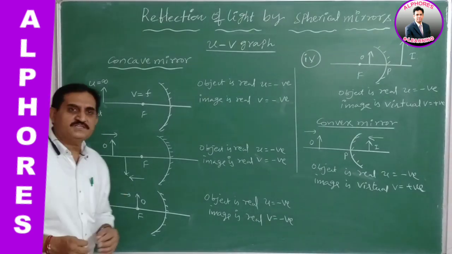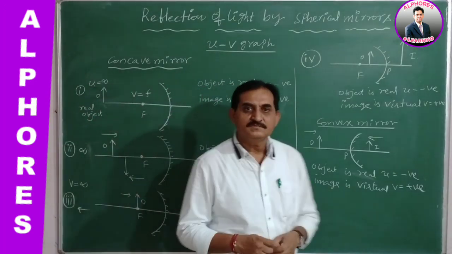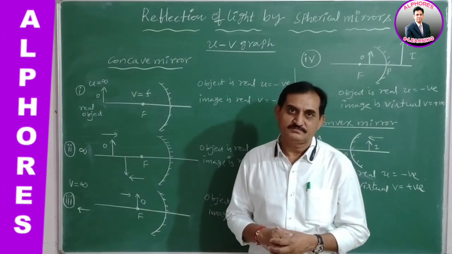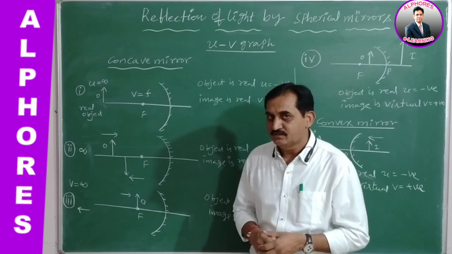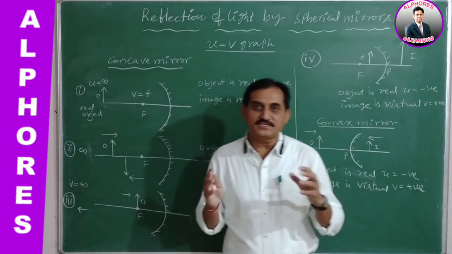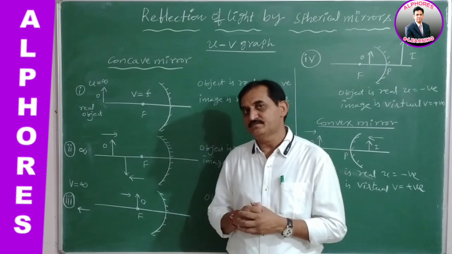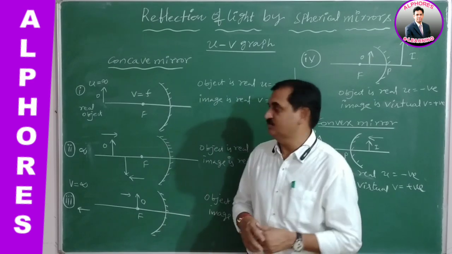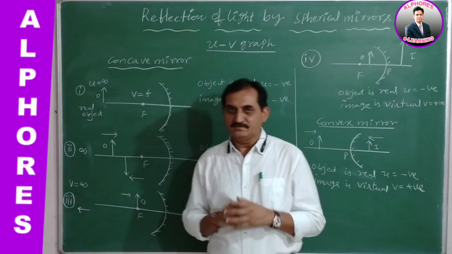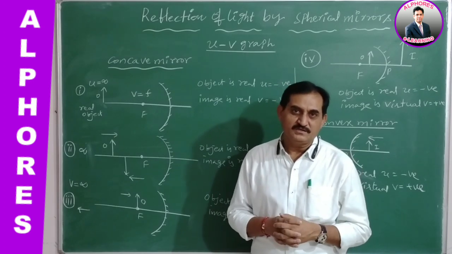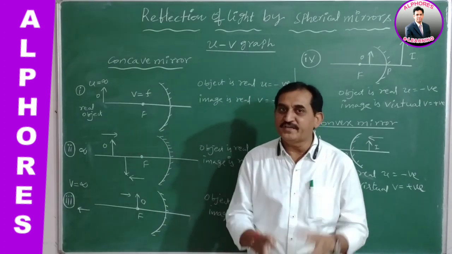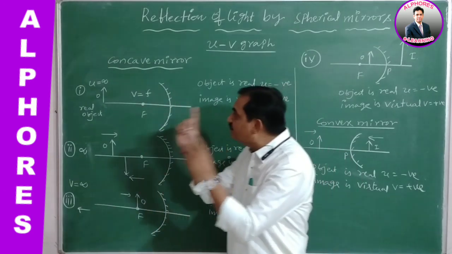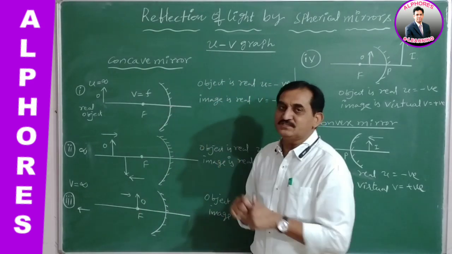As we know, when the object is at infinity, its corresponding image is formed at the focus point in case of concave mirror. What kind of image? Real image. The object is real. We are talking about the real object and verifying its corresponding image. That image is formed at the focus point for concave mirror when the object is at infinity. That object is a real object.